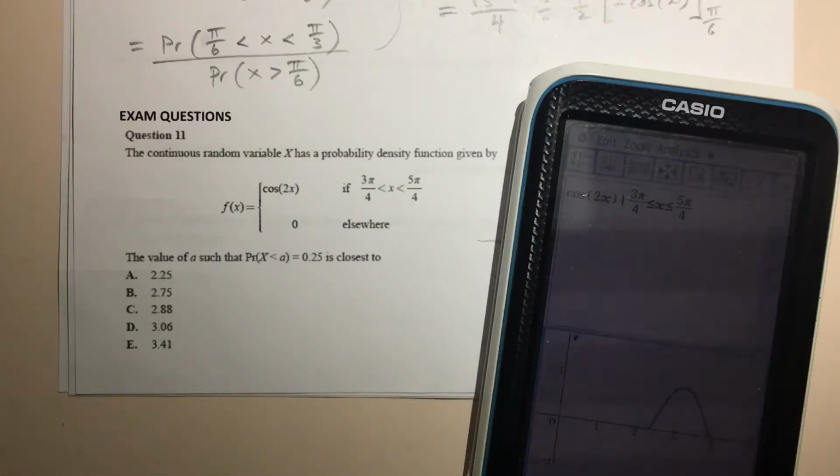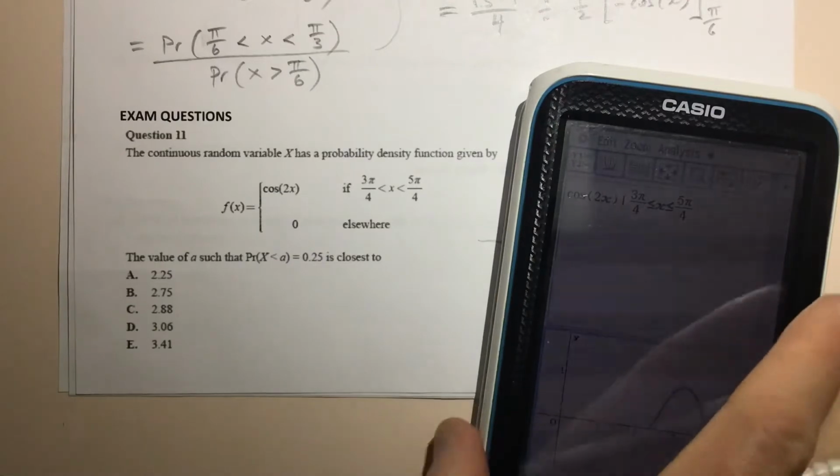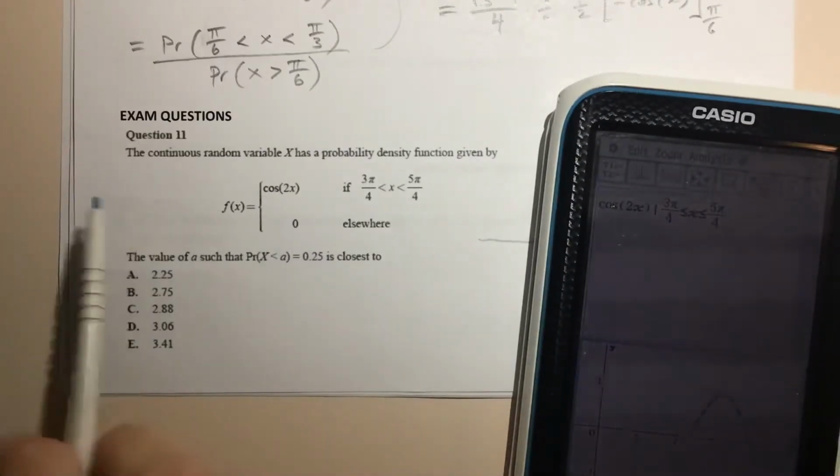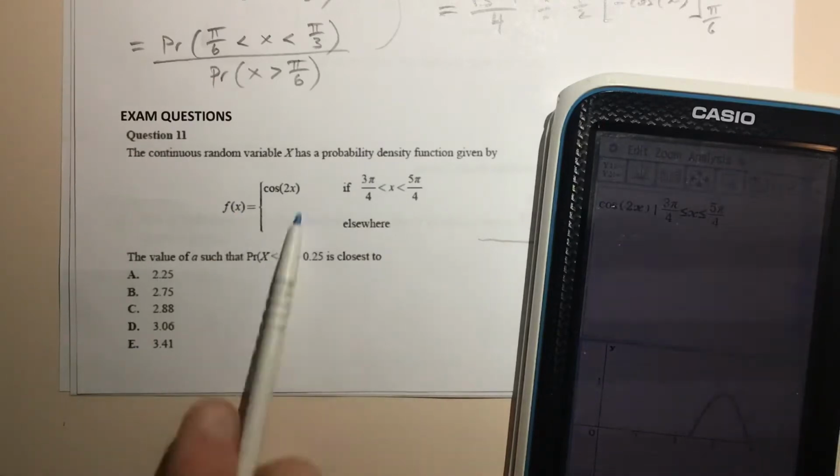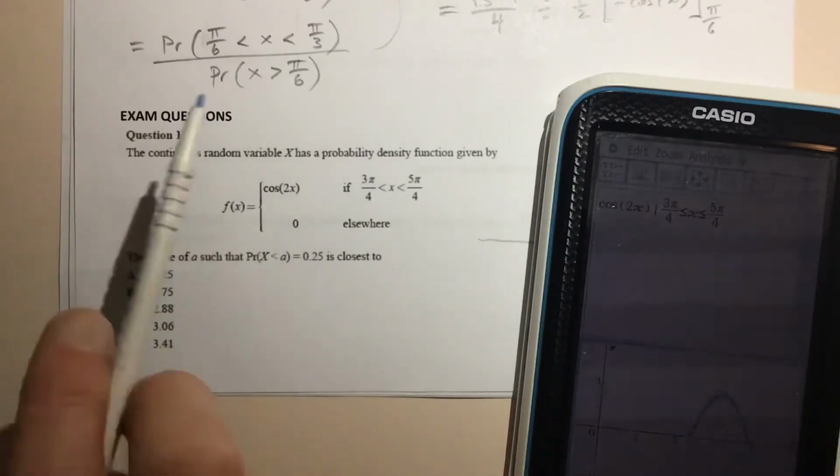Hello, Methods students. In this video we're just going to go through this last exam question from 15A. This question is a calculator-allowed, multiple choice question, and it says the continuous random variable x has a probability density function given by this hybrid function that we're now getting used to seeing.